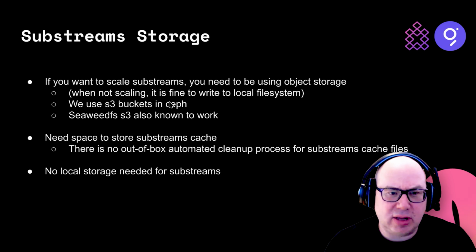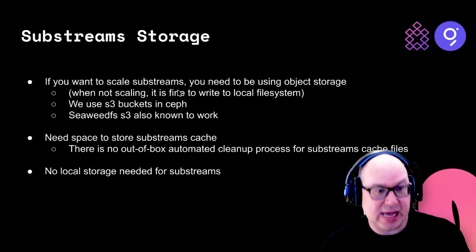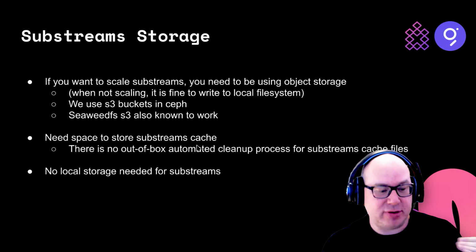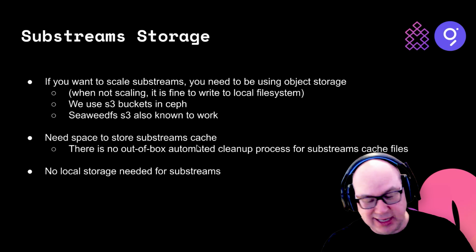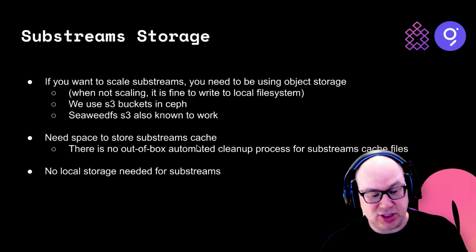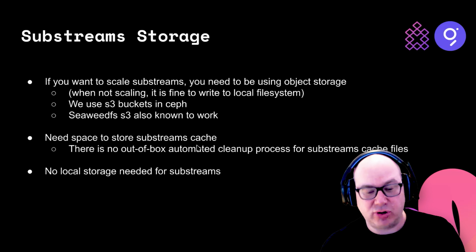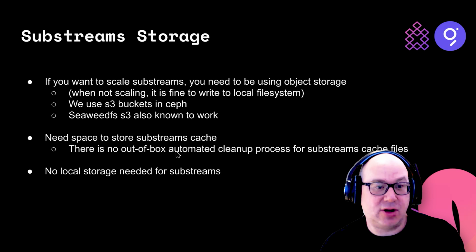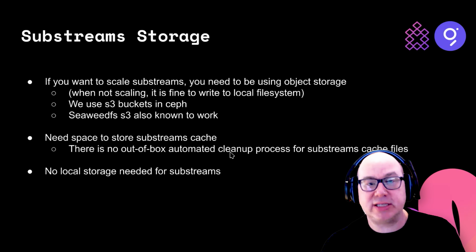So in addition to the Firehose blocks that you may already have, you do need some space to store the substreams cache. So substreams, when data gets processed, ideally you don't want to process it again if nothing changes. So all the results for all the substreams calculations are all stored on disk or in S3 storage, or your object storage, right? So you need space for this.